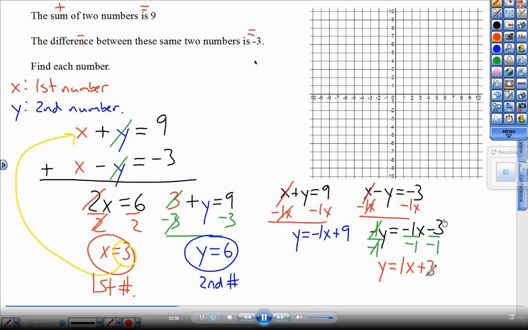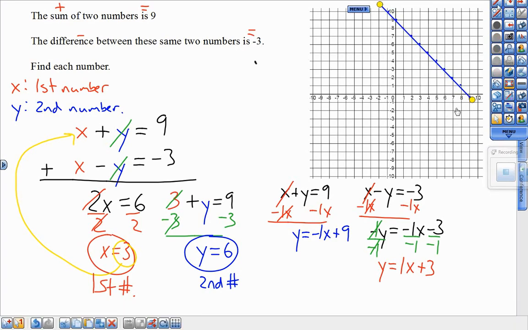So if I graph those, they should match up at this coordinate, 3, 6. So over, up to 9 on the y-axis, y-intercept, -1 over 1 is my slope. So over 1, down 1, over 1, down 1, left 1, up 1. Draw your line. Label that line for me. That line is -1x plus 9.